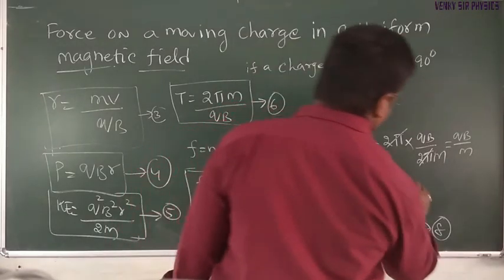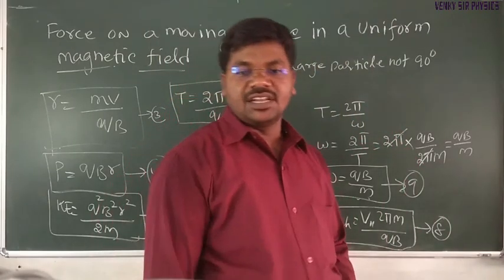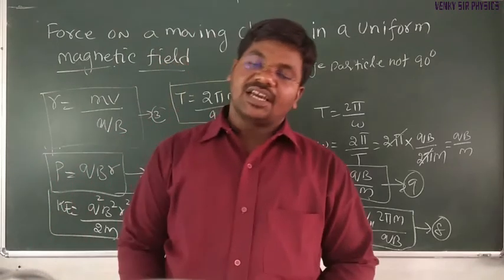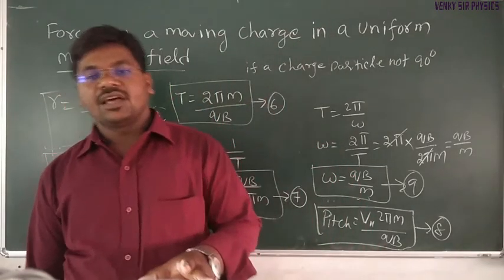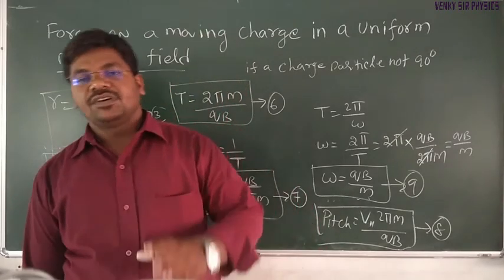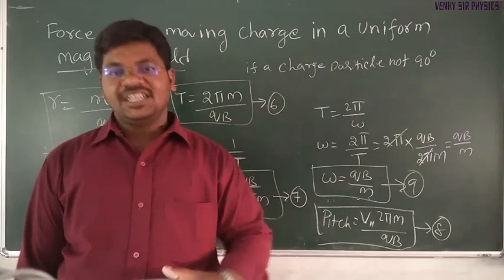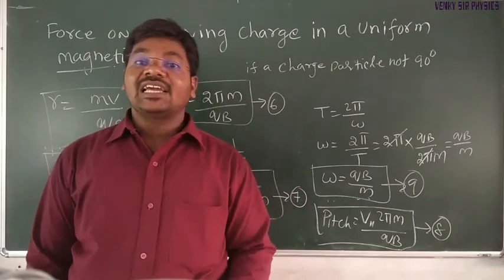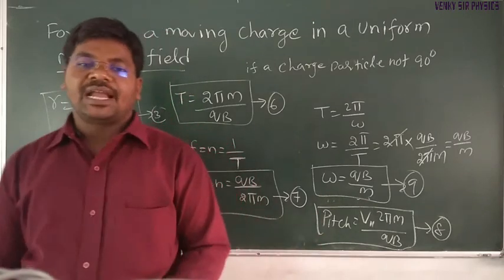These are the different parameters of a charged particle which is passing perpendicular to the magnetic field. If the velocity of the charged particle is not 90 degrees with the magnetic field, the particle follows a helical path. From that we have to find different parameters.